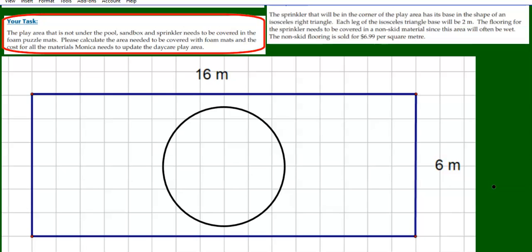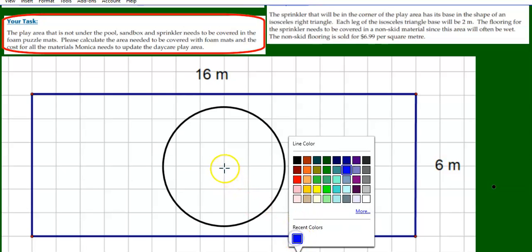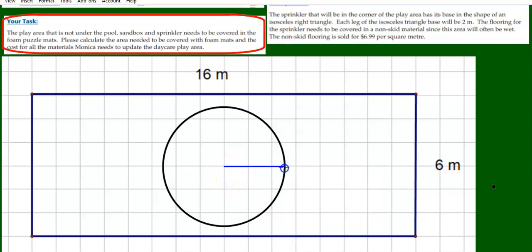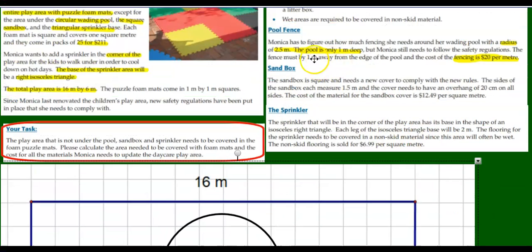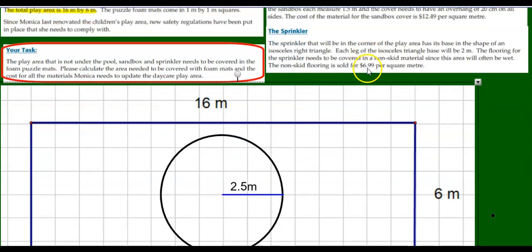And let's draw the radius. So the radius is like this. That's the radius, which is about 2.5 meters. So I'm going to write that in there, 2.5 meters. So this is what it would look like to scale. Now, if we read the question, it says the fence must be 1 meter away.